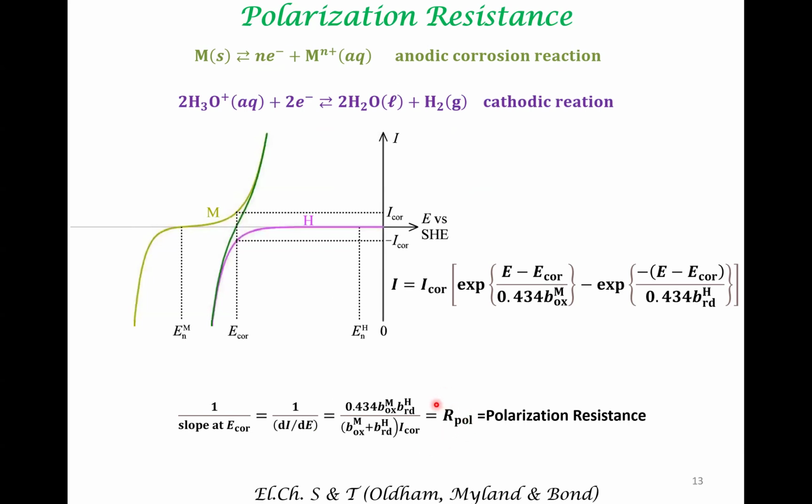Why is this called a polarization resistance? Because R pol, the polarization resistance, is equal to dE by dI. If the polarization resistance is high, we need a lot more change in potential to drive some change in current. So this interpretation in terms of resistance makes sense, especially in areas close to E corrosion.